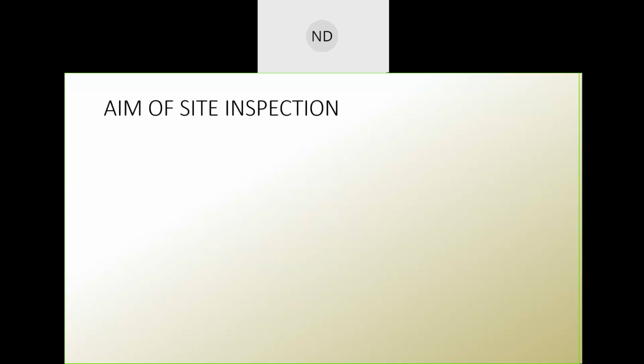So now before we construct a structure, the first thing is what? To do the site inspection. Obviously, if you want to construct a building, first of all, what is the first thing you have to do?